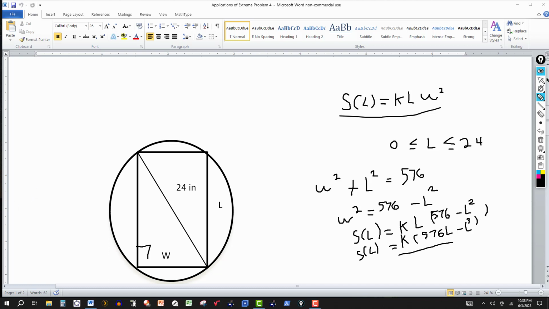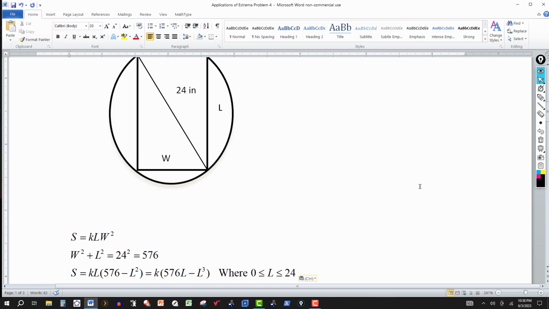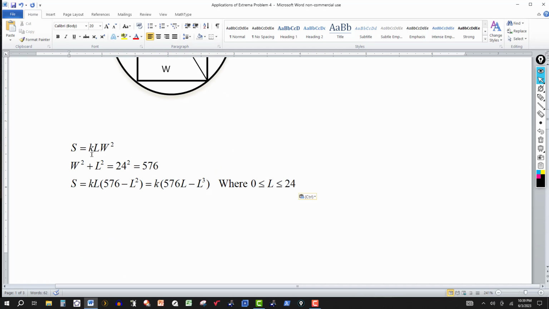Anyway, that's the way you started off, so maybe you can read it better this way. There's your function S equal to K L W squared, and then we have W squared plus L squared equal to 24 squared, which is 576. We solve that for W squared, so in place of W squared, I can replace it by 576 minus L squared. And we get this right here.